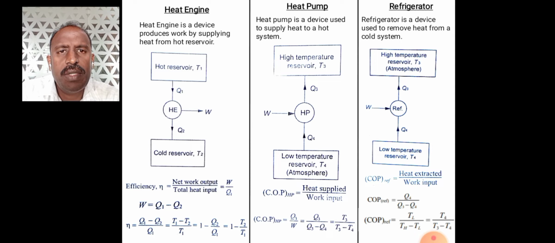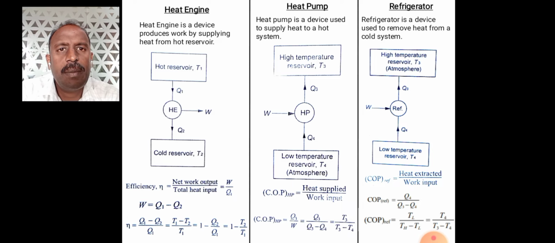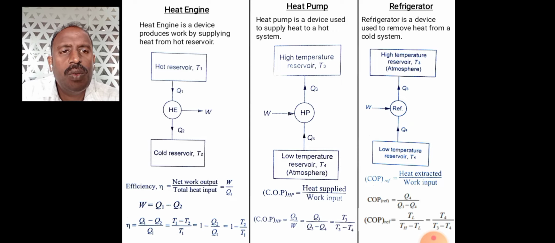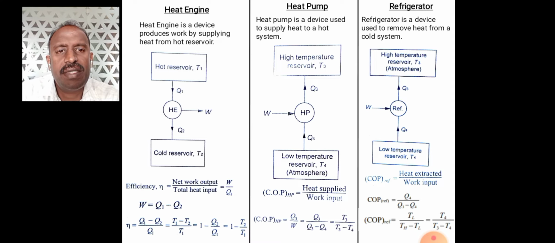Efficiency is equal to net work output divided by total heat input. So net work output is W divided by the heat supply Q1. Your work done will be heat supply minus heat rejection. So the efficiency will be W by Q1, that is, Q1 minus Q2 divided by Q1.